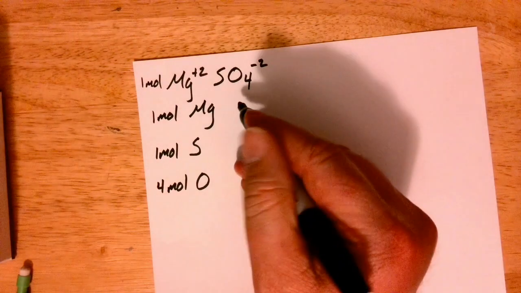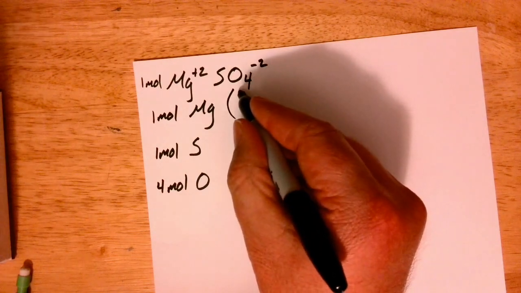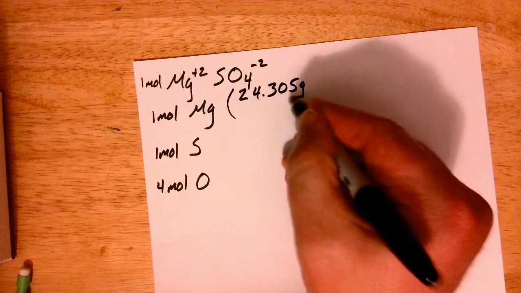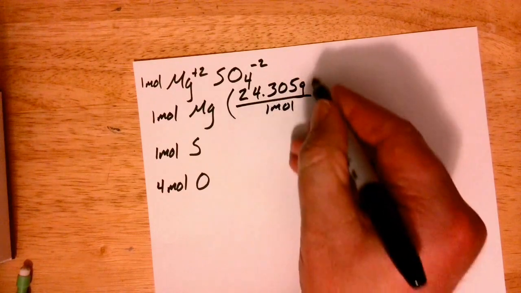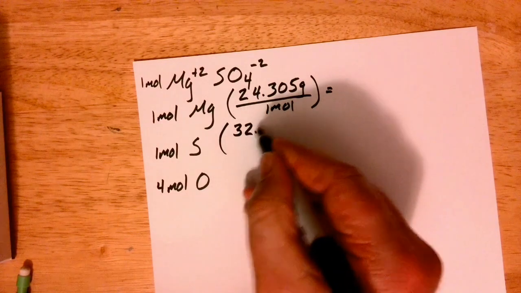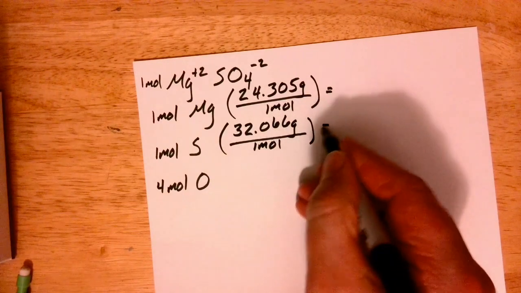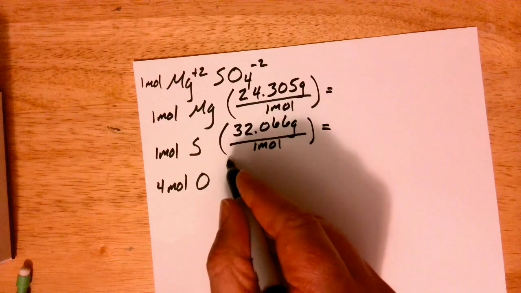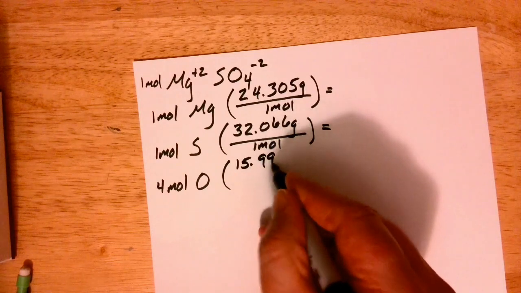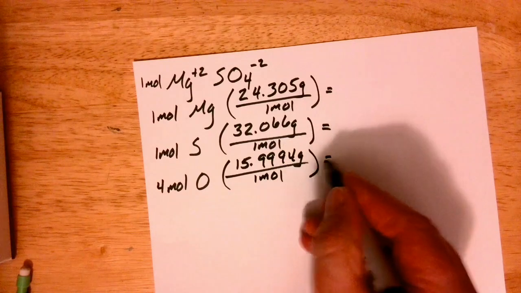Alright, so hopefully you did well. For magnesium, if you look in the periodic table, it is 24.305 grams for every 1 mole. Sulfur is 32.066 grams for every 1 mole. Oxygen, I hear everyone say it, 15.9994 grams for every 1 mole.